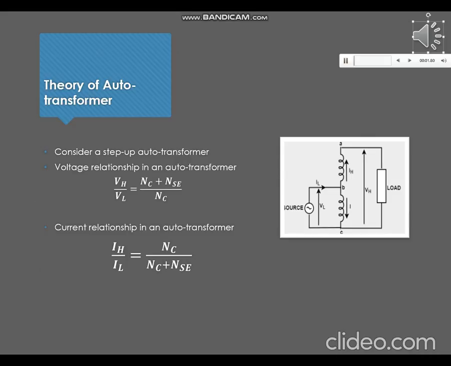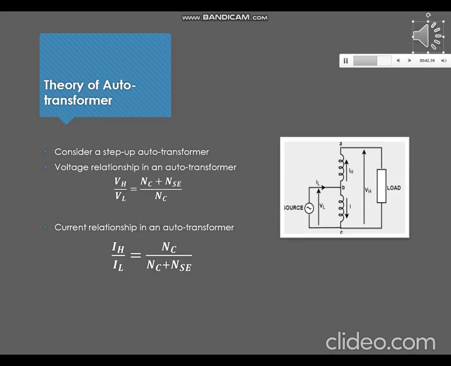Now let us see the basic theory of the AutoTransformer and explore the voltage and current relationships in an AutoTransformer. If you see the diagram of the step up AutoTransformer on the right, here VL and IL are the voltage and current on the low voltage side respectively, while on the high side VH and IH are the corresponding components. As we can see, the winding AB is the series winding because it is connected in series with the common winding. Hence, BC is the common winding because its voltage appears on both sides of the transformer.